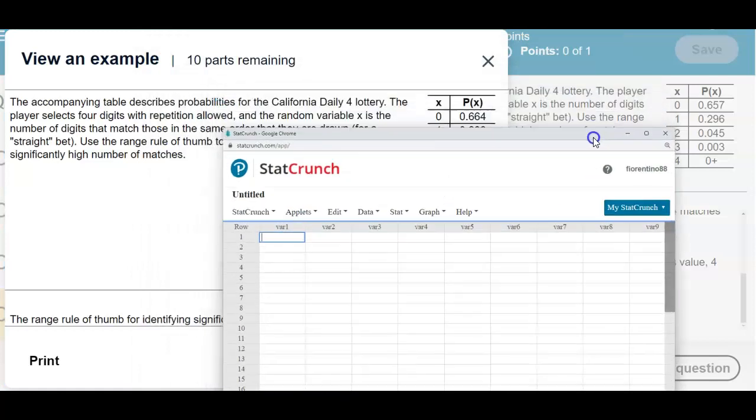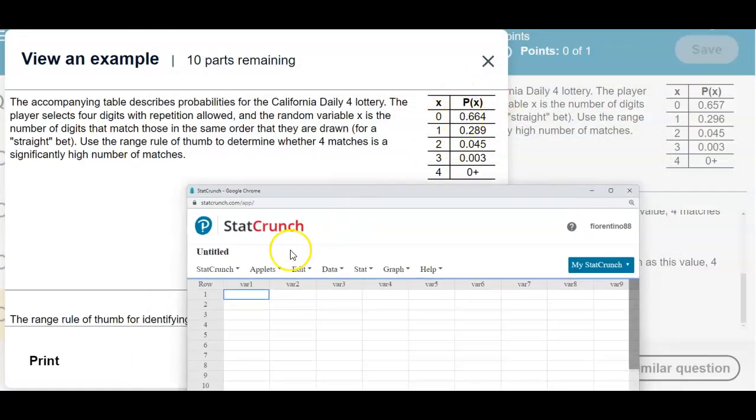Okay, so there's our information. Now I'm going to enter this information into StatCrunch. I'm going to call this variable x, and the second column the probability of x. Then I'm going to put my values in for x: 0, 1, 2, 3, and then 4. The probability of 0 is 0.664. The probability of 1 is 0.289. The probability of 2 is 0.045. The probability of 3 is 0.003. And the probability of 4, we're going to put 0.